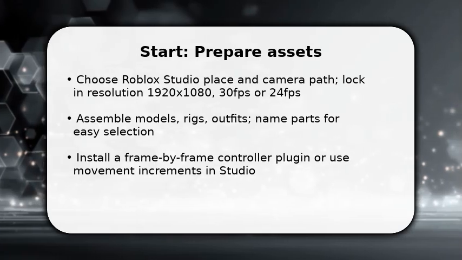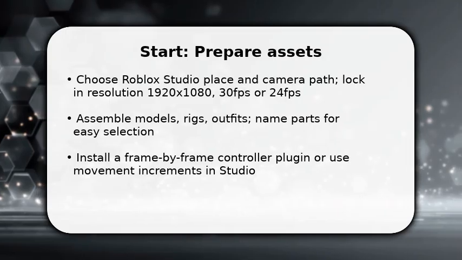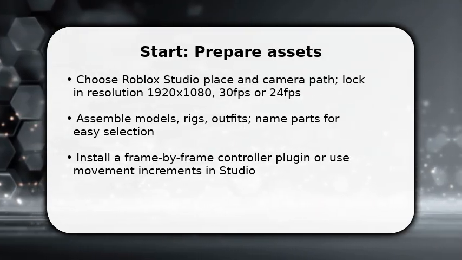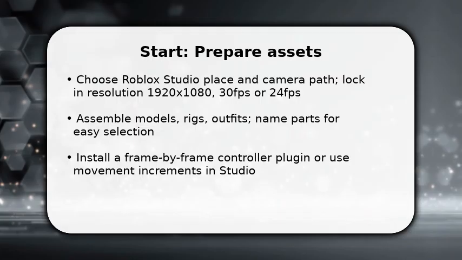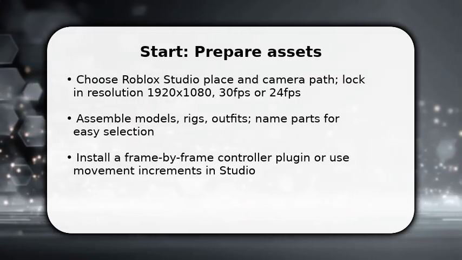Enjoy the video. You begin by prepping what you need: a clean Roblox Studio place with a fixed camera and a decided frame rate, 24 or 30 FPS. Once done, import or build the character models and rig them. Name every limb and prop to speed selection.